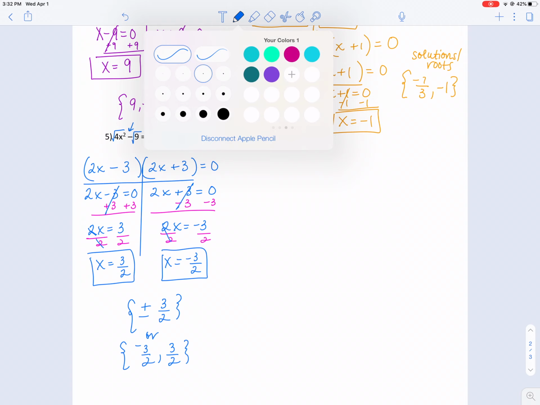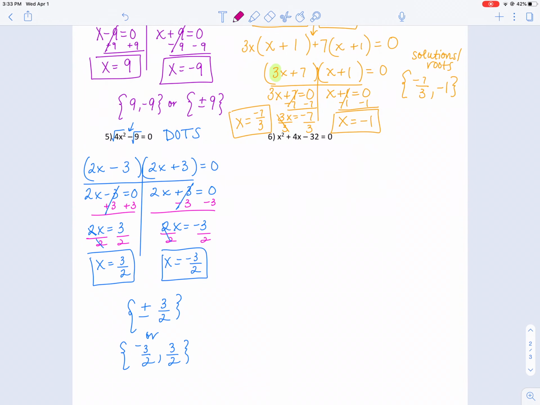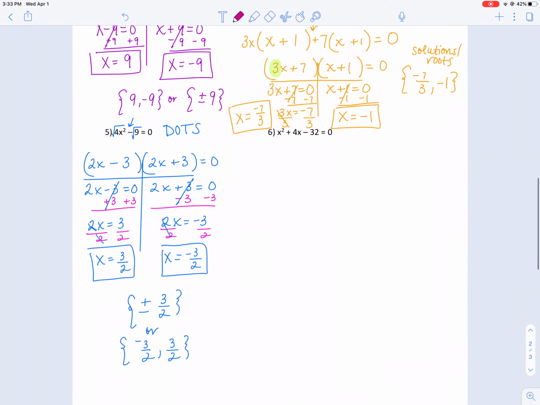Okay, last one. In number 6, immediately I'm going to look for a GCF. No, they don't all have an X. They don't all have a number in common. No GCF. It can't be the difference of 2 squares. There's 3 terms. It can't be grouping because there's only 3 terms. It's clearly a trinomial. It's got to be a trinomial.